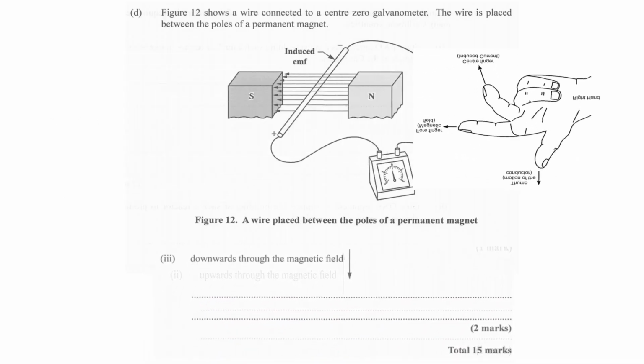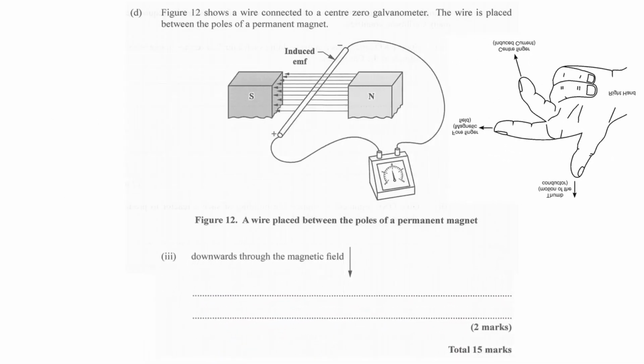Part 3. What if the wire is moved downwards through the magnetic field? Well, in that case you would need to flip your right hand upside down, and so in this case the middle finger will point in a direction such that the induced current flows from the foreground of the diagram to the background of the diagram, and so it is now going in the opposite direction, coming from the right hand side of the galvanometer over to the left. So the galvanometer needle will deflect to the left.